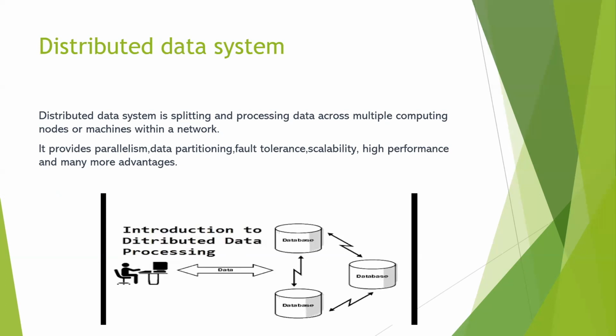The first thing is distributed data systems. In my previous talks I have already discussed distributed data systems, so I will just discuss it briefly. What is a distributed data system? It is the process of splitting and processing data across multiple computing nodes or machines within a network. This picture shows it clearly; I have taken it from Google. We can see that there are multiple databases where the data has been distributed.